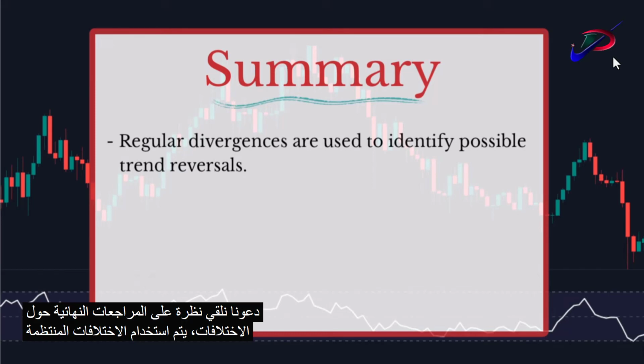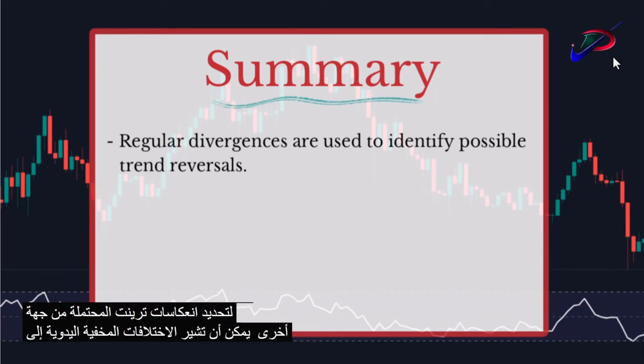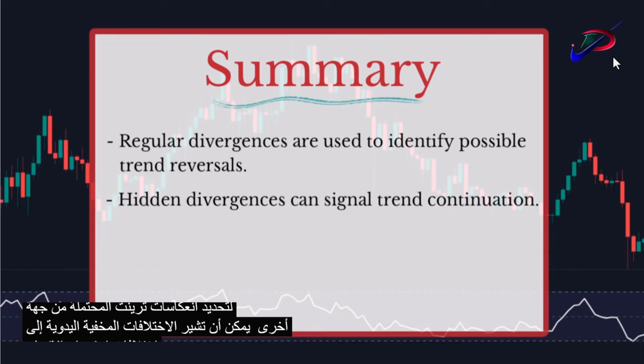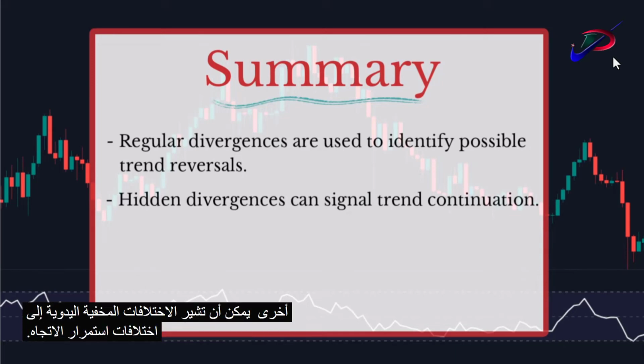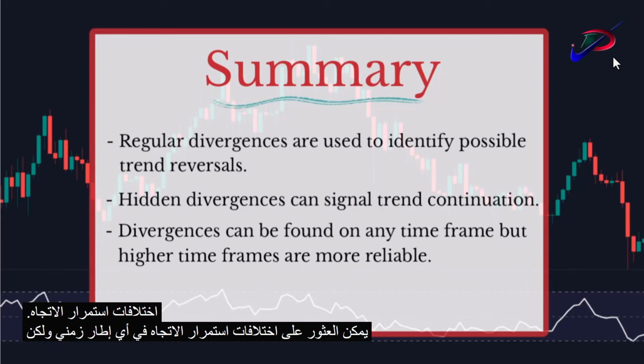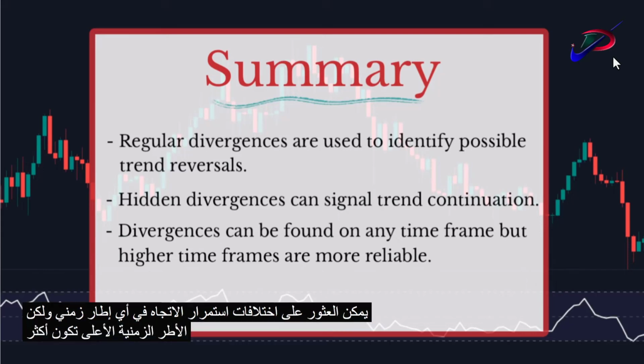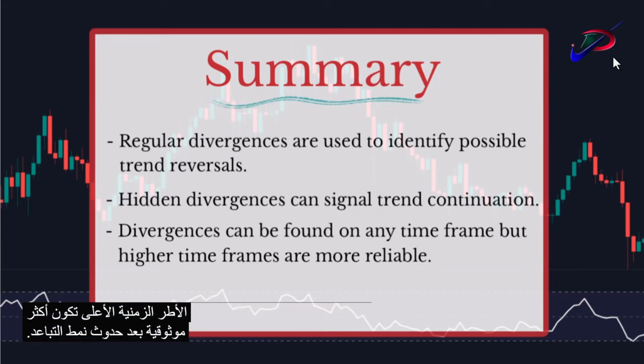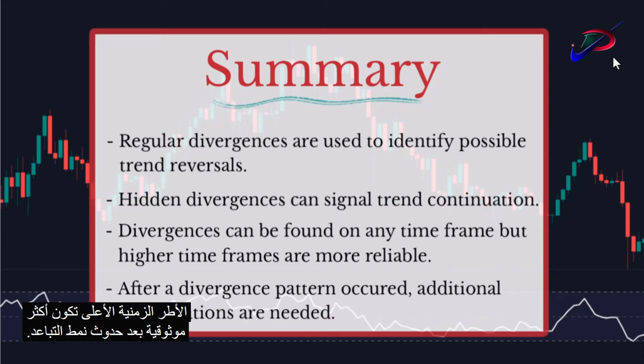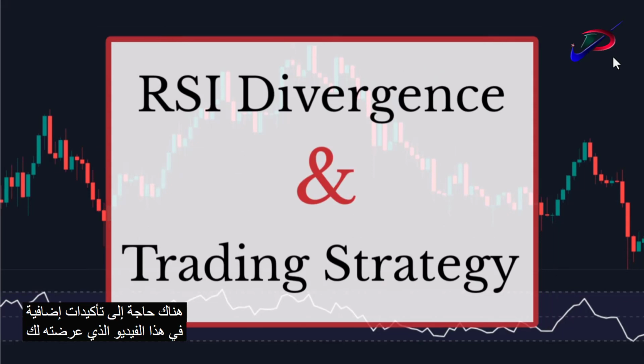Now, let's look at the final reviews about divergences. Regular divergences are used to identify possible trend reversals. On the other hand, hidden divergences can signal trend continuation. Divergences can be found on any time frame, but higher time frames are more reliable. After a divergence pattern occurs, additional confirmations are needed. In this video, I showed you RSI divergence and RSI divergence trading strategies.